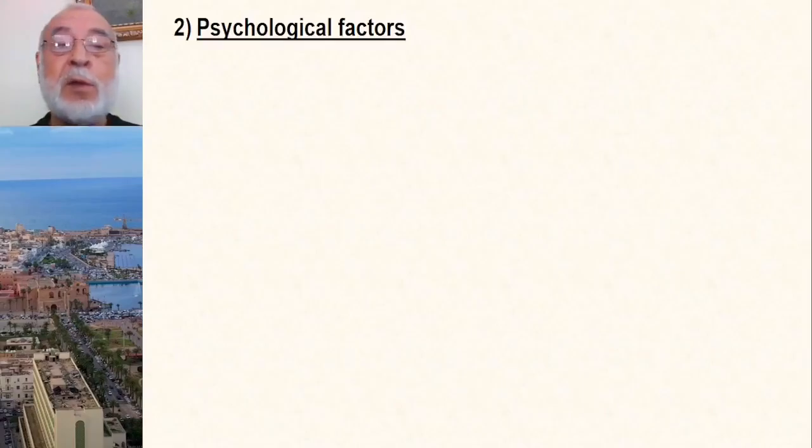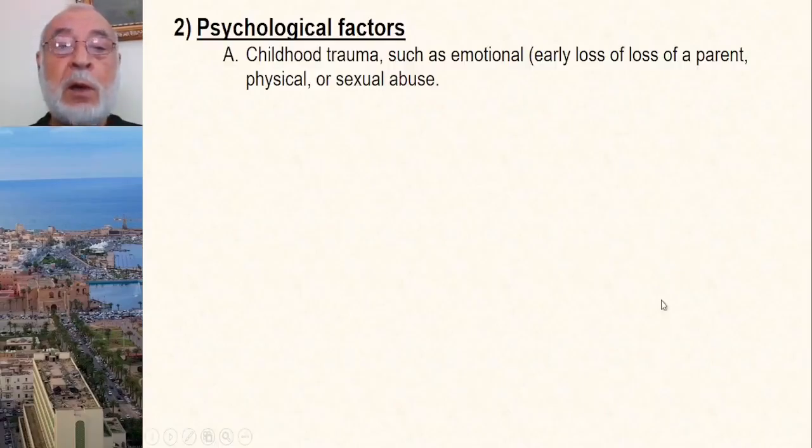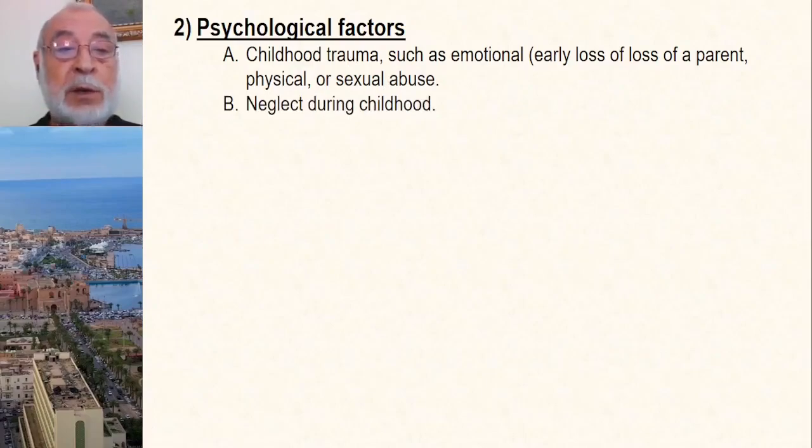The second factor is the psychological factors. For example, when the child is exposed to childhood trauma, like loss of parents, or physical trauma, or sexual abuse, the childhood trauma can result in a psychological disorder in adulthood. The second psychological factor is neglect during childhood, when the child is not getting enough care from his parents. This will result in certain disorders when the child becomes an adult.